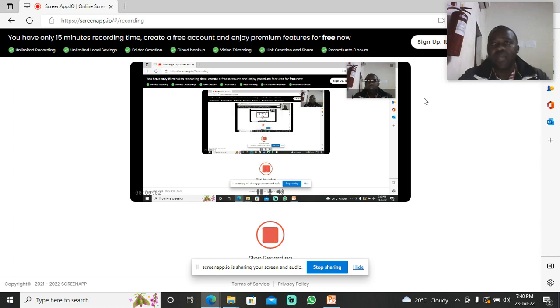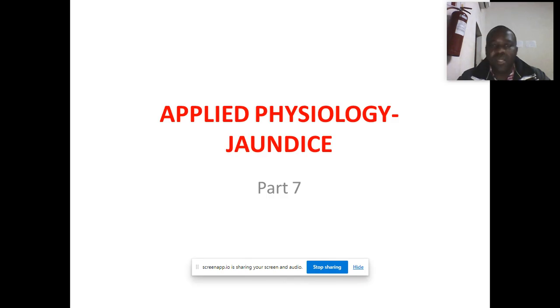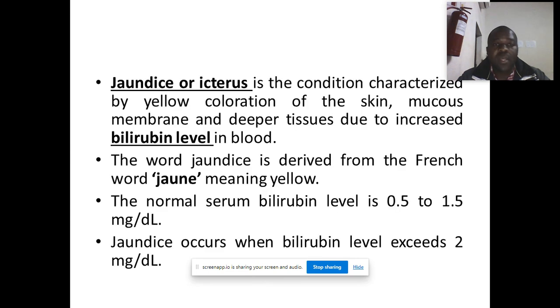Okay, let's look at applied physiology. That is, let's look at things associated with the disorders associated with the gallbladder. And usually it's jaundice. I'm sure you've heard of jaundice. Jaundice, also called icterus, is the condition characterized by yellow coloration of the skin.